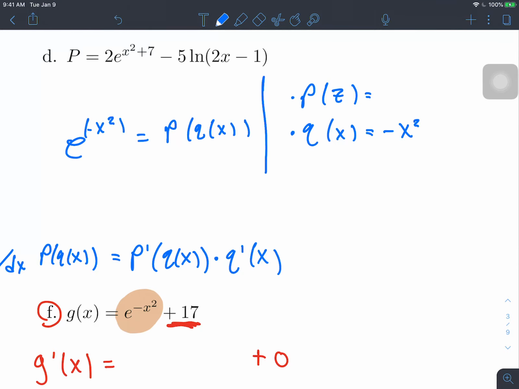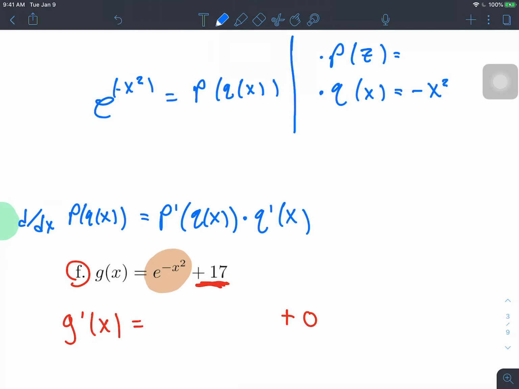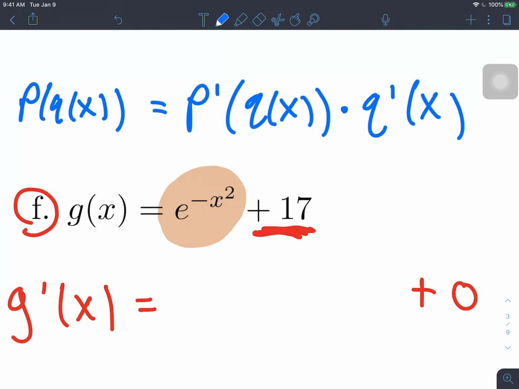I'm glad that you made that point here. Okay, we have this 17 kind of floating around here down in the actual problem. I already sort of took care of it. We don't need to actually include it in our chain rule thing. Here's why. The sum rule says that if I want to do the derivative of g of x here, what I can actually do is just do the derivative of e to the minus x squared and then do the derivative of 17 and then add those two things. Okay? That's what the sum rule says. So I already took care of 17.